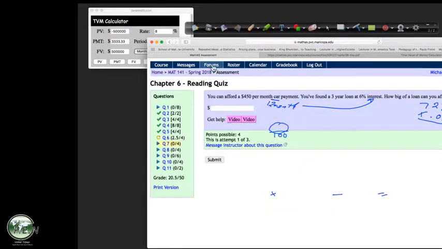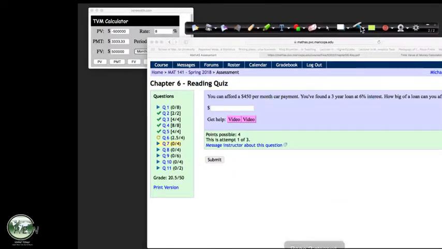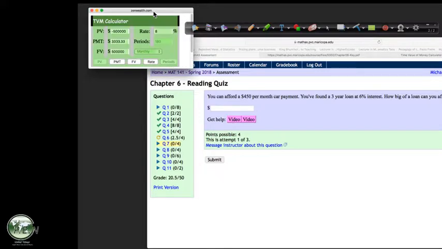So we'll go. You can afford a $450 a month car payment, so now we're getting into loans. You found a 3-year loan at 6% interest. How big of a loan can you afford? Okay, so $450 a month. So we come to TVM Solver. Where does the $450 a month go?